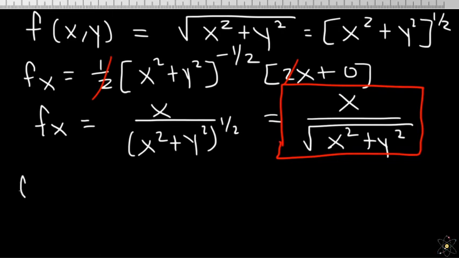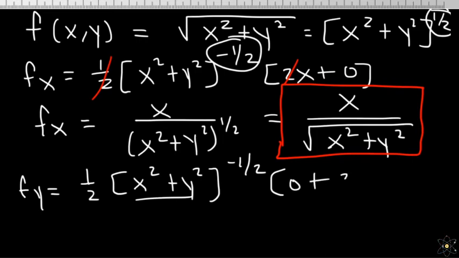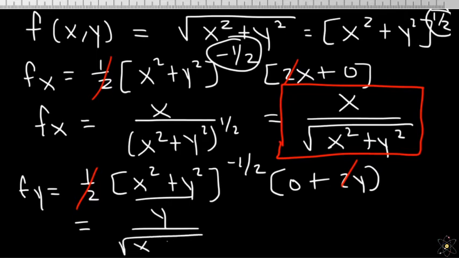Now, what about with respect to y? So we're going to take the exponent and move it to the front and keep the inside the same, and then subtract 1 from 1/2, which will give us negative 1/2 again. And now we need to differentiate the inside function. X squared will now be treated as a constant, so that's 0, and y squared gives 2y. So as you can see, everything is going to be the same, but we're going to have a y variable on top instead of an x variable. So this is the final answer. It's y over the square root of x squared plus y squared.